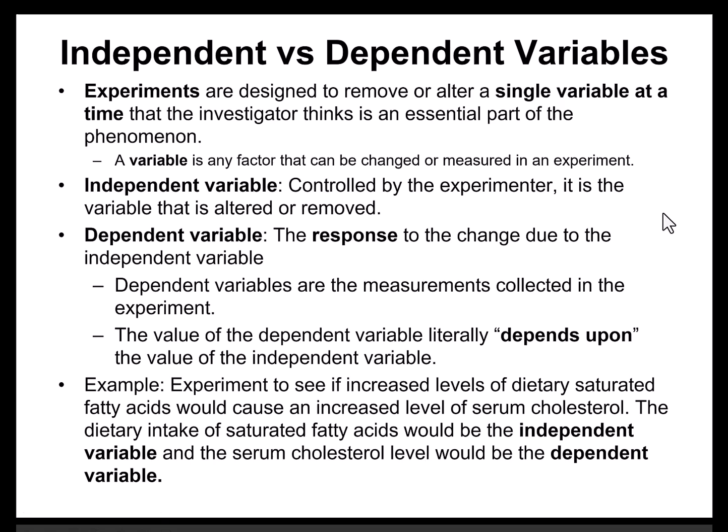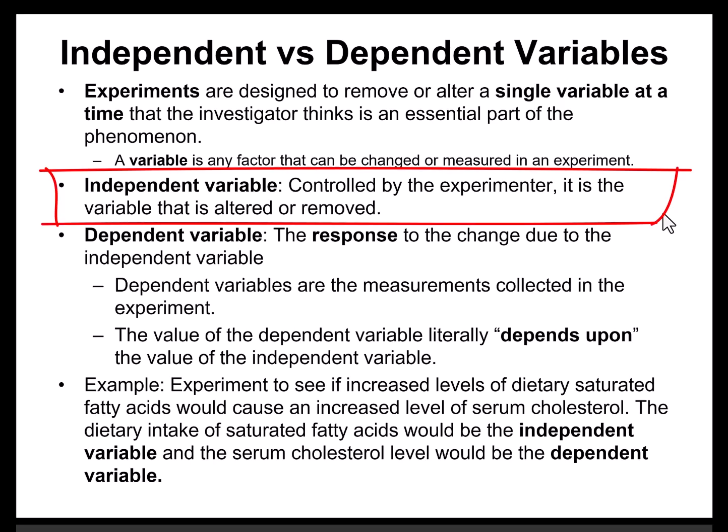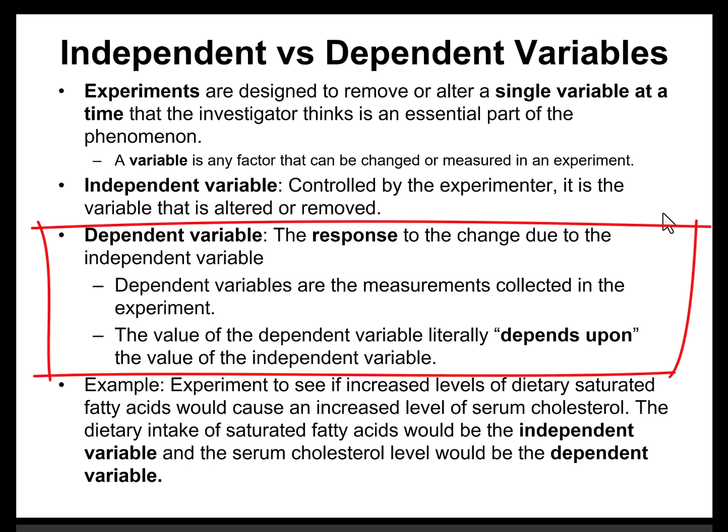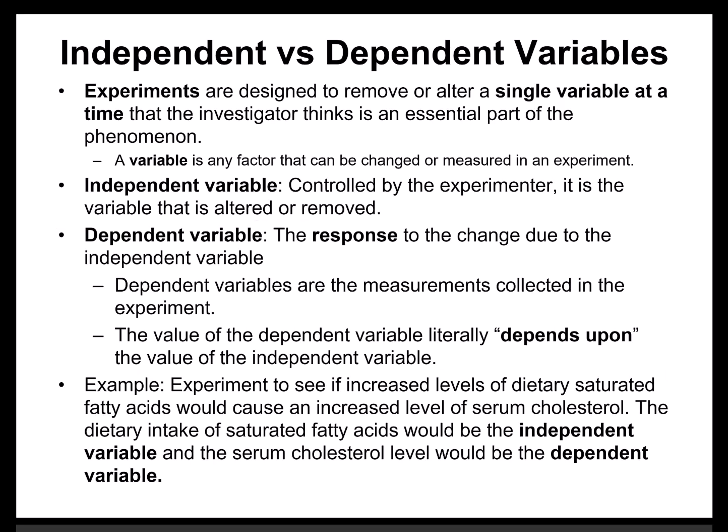I also went over independent and dependent variables. Remember, the independent variable is controlled by the experimenter. It's a variable that is altered or removed. It's what the experimenter, the researcher, thinks is going to cause a change. Well, what is that change? Well, the change is going to be the dependent variable. That's the response to the change due to the independent variable. So the dependent variable is dependent on the independent variable.